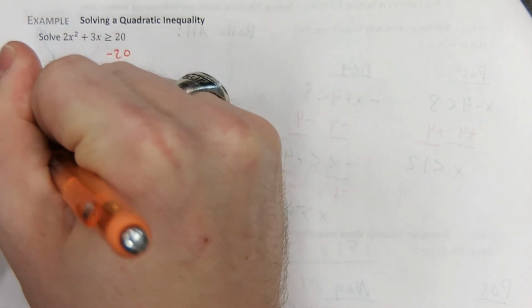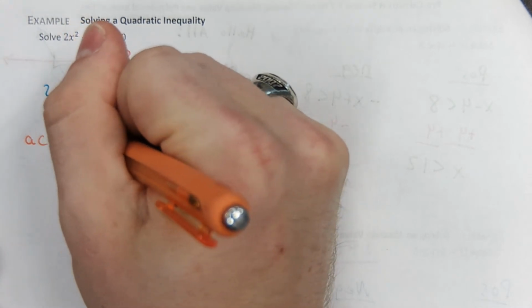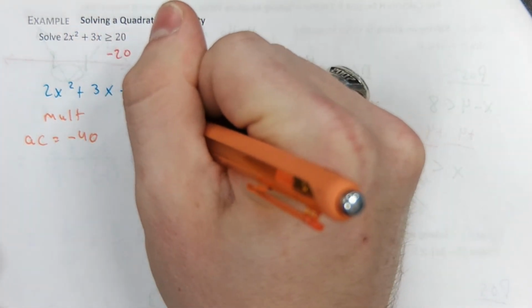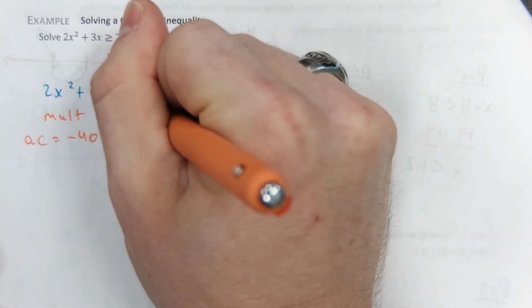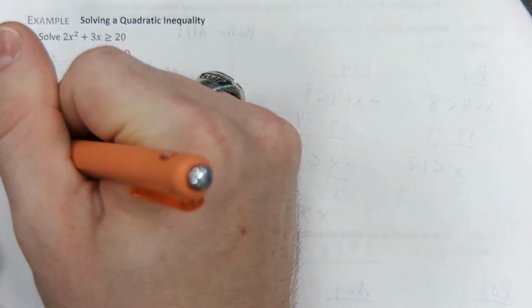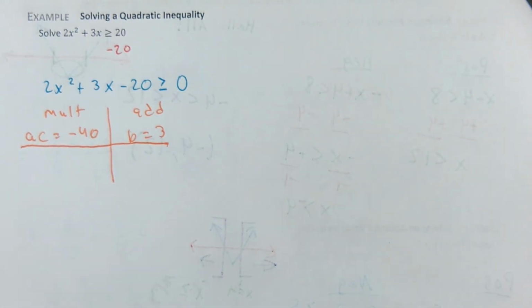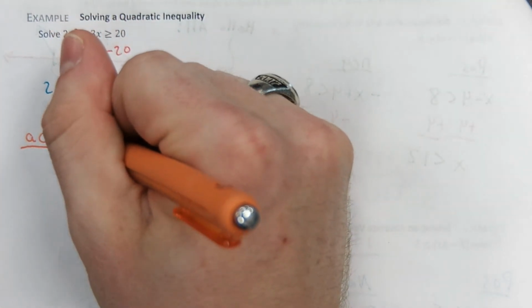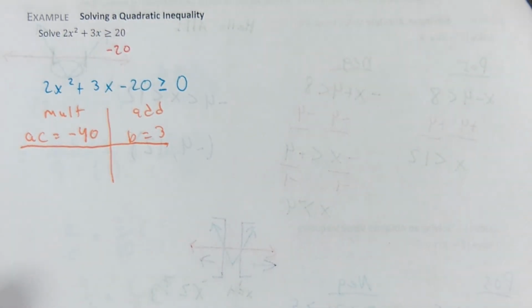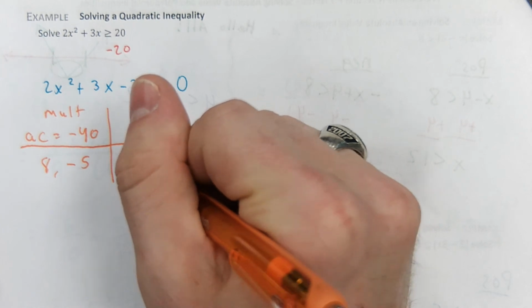Looking for two numbers that will multiply to a times c. Our a times c is 2 times negative 20, negative 40. And we need that b value, which is what they add to be 3. Does someone think they know which two numbers multiply to negative 40 and add to positive 3? 8 and negative 5. That'll work. Cool.